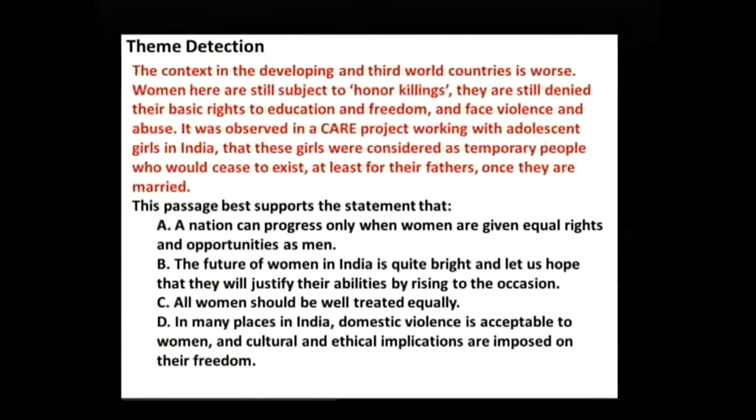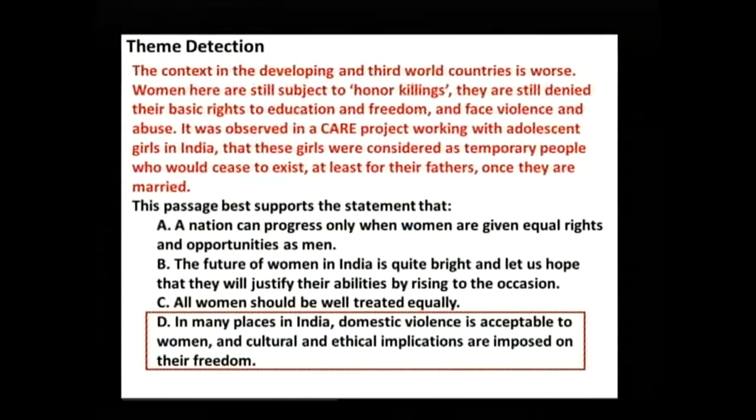So you have this passage, read it again, read the options, and then think and tell me what is the correct answer. Alright, the correct answer is D. In many places in India, domestic violence is acceptable to women and cultural and ethical implications are imposed on their freedom. It's talking about honor killing on line number 2. So you need to think about that word as well. It's a key word, it's mentioned in quotes.